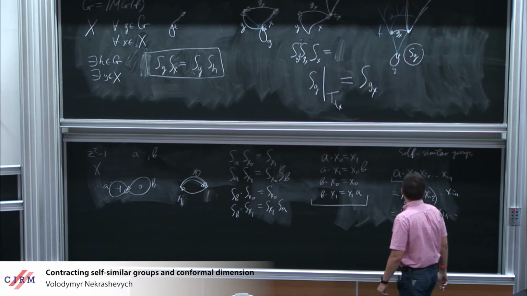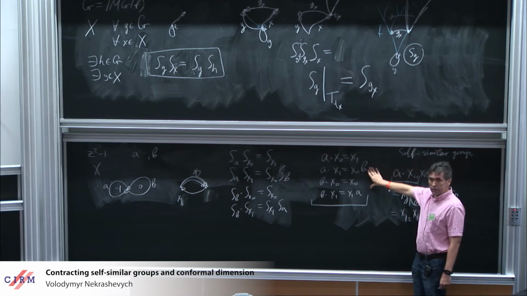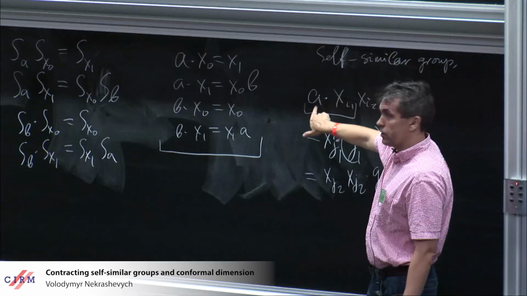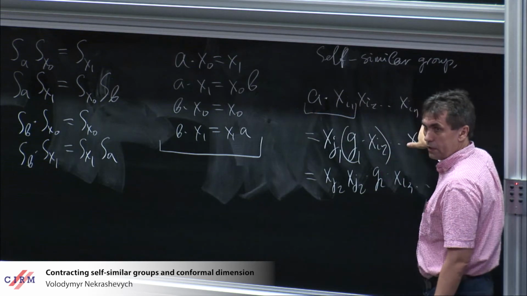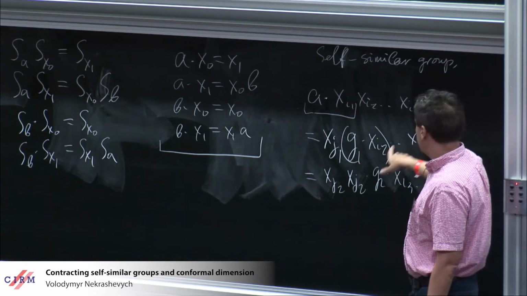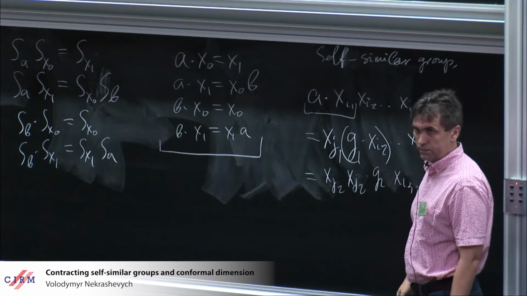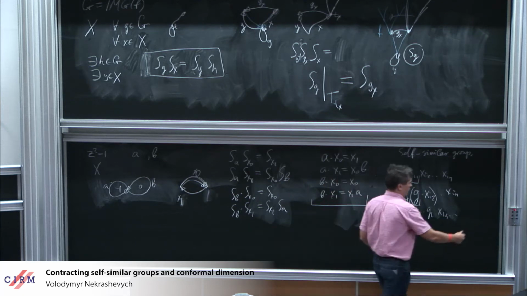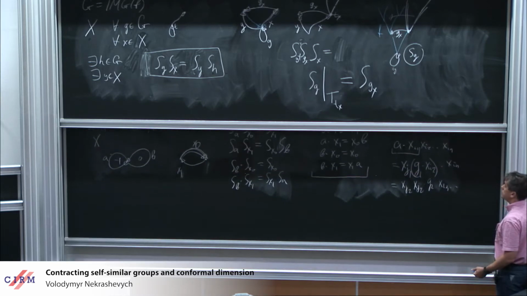Okay, so these can be seen as some kind of rewriting rules that allow us to write any product of an element of the fundamental group times a product of these x's as a product of these x's times an element of the fundamental group. And this is exactly what a self-similar group is.